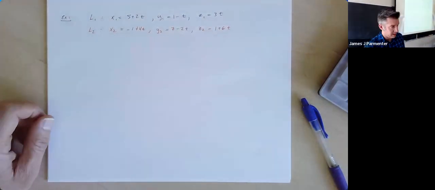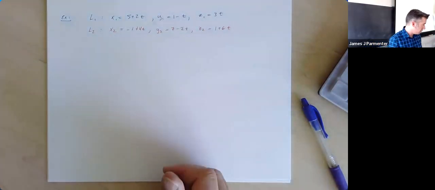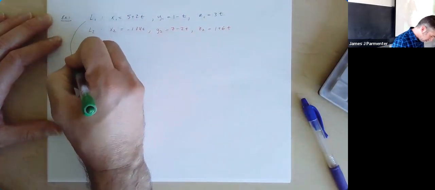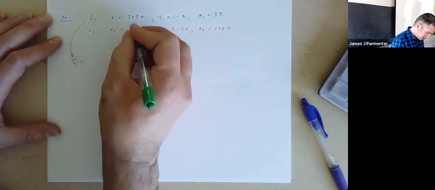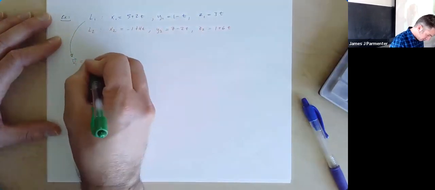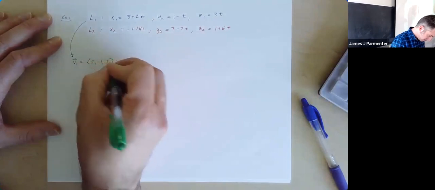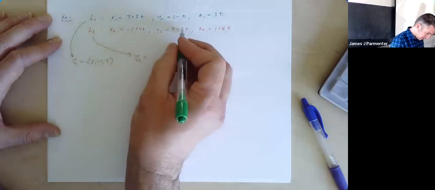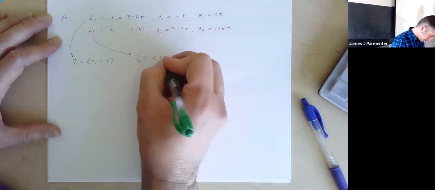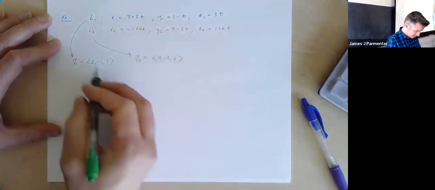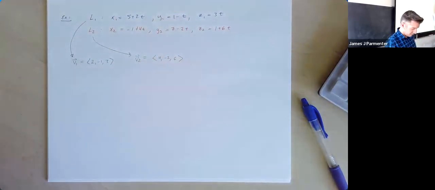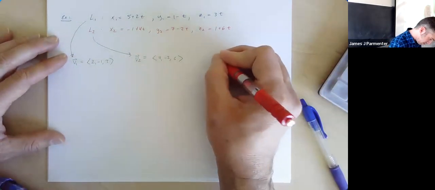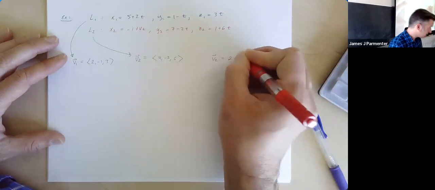It's always easy to kind of forget about checking if they're parallel to each other. But if we check, we can see that the direction for line 1, I'm going to call V1, is 2, -1, 3. And the direction for line 2 is 4, -2, 6. And since V1 and V2 are multiples of each other, right? V2 is literally 2 times V1. That means they're parallel.